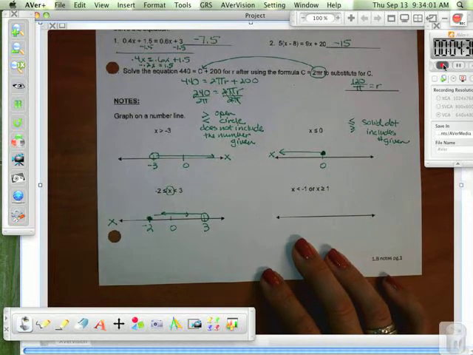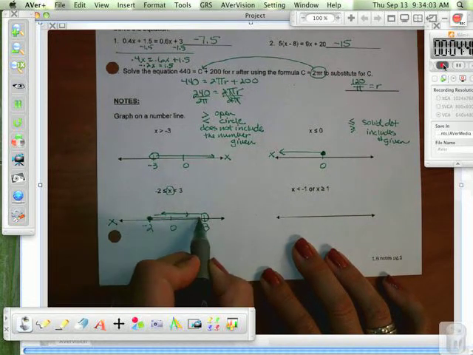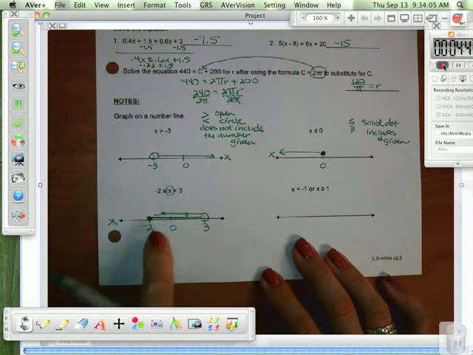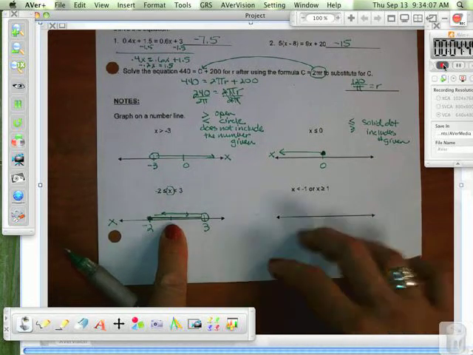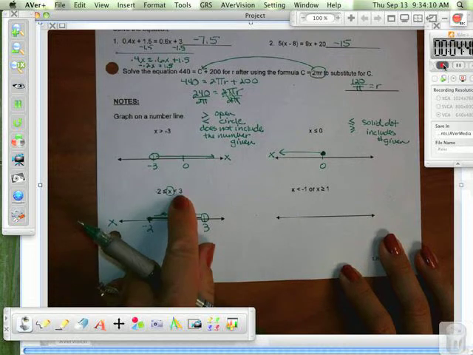So what you would actually do is you would just connect these two because x can be anything in between here. He's having a really hard time with this open circle.